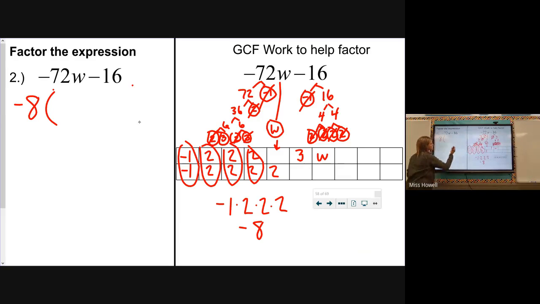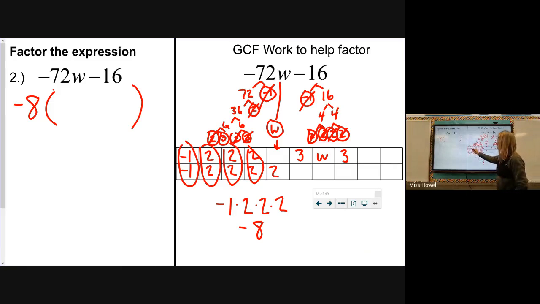There are 2 ways to get what's left over. Take your -72W divided by 8, and take the 16 and divide it by 8. Did I miss one? 2, 4. Ooh, my fault. I made a boo-boo. This guy here is another 3. I left him out of my chart. Boop. Don't forget that guy.